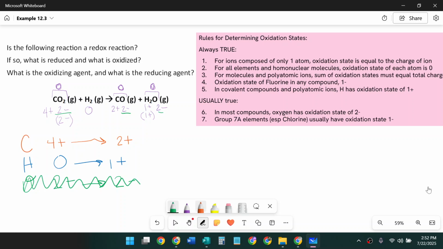But we can see with the others what happened. So which one went down in number? Carbon. So this one was reduced. So carbon was reduced.